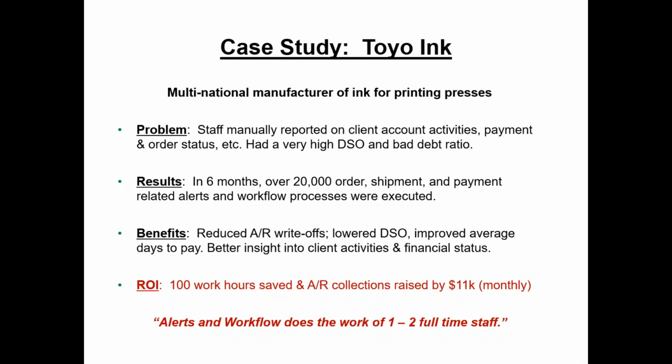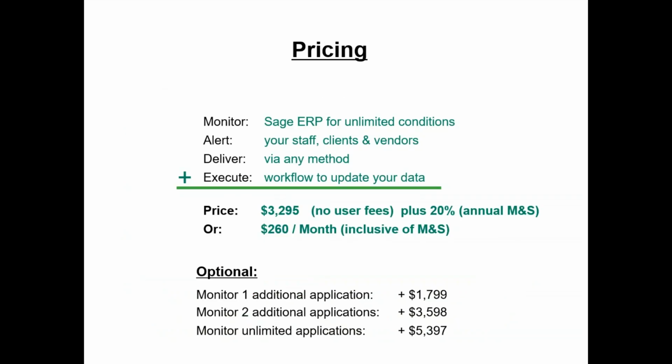They were able to quantify a savings of over 100 staff work hours every month. They were now using Alerts and Workflow to automatically generate and deliver invoices and statements and dunning notices and the like. And as a corresponding result, they saw their AR collections go up by an average of $11,000 every month. Now, those are some pretty impressive numbers, but they actually get even more impressive when we talk about the pricing for Sage Alerts and Workflow.